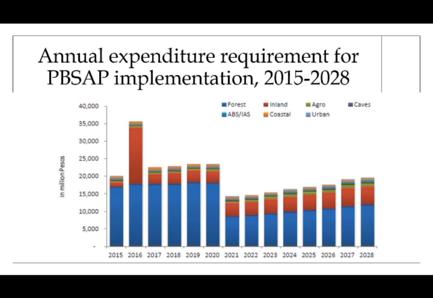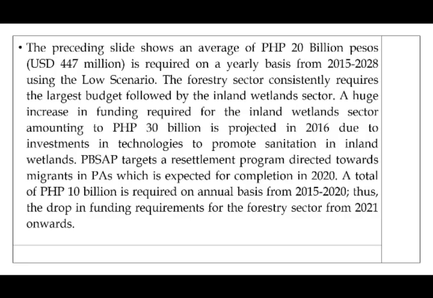The slide reveals to us the annual expenditure requirements for PBSAP implementation 2015 to 2028. Let's watch this. The preceding slides show us an average of 20 billion pesos or 447 million US dollars is required on a yearly basis from 2015 to 2028 using the low scenario.